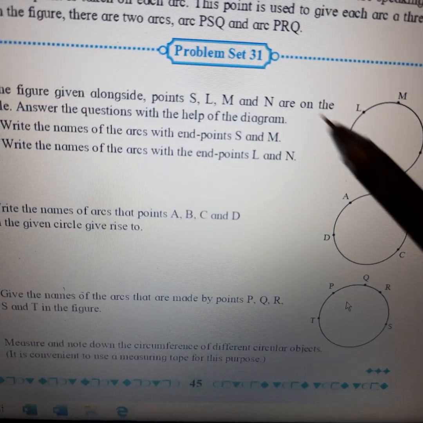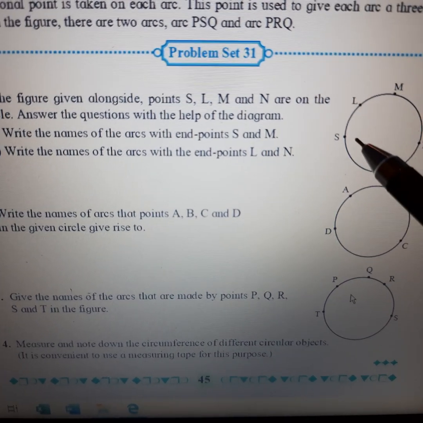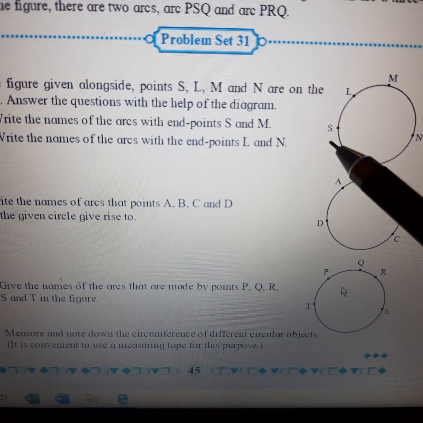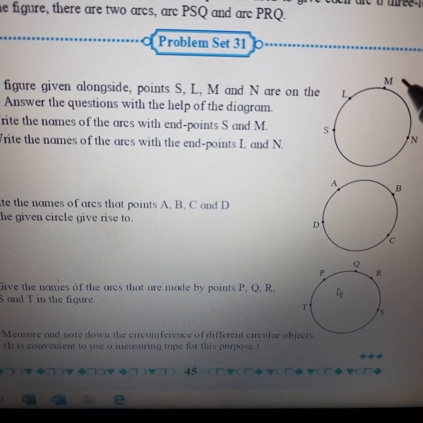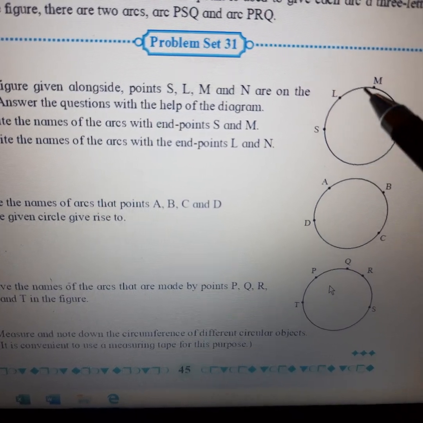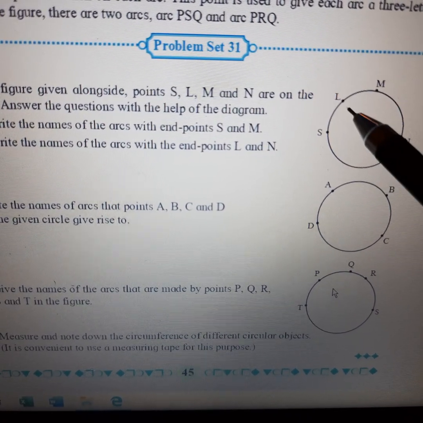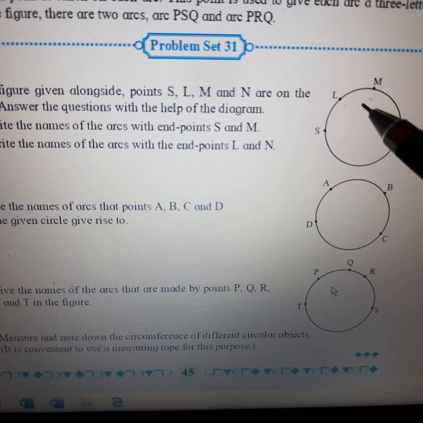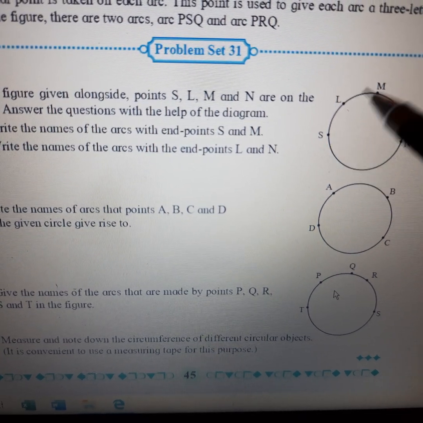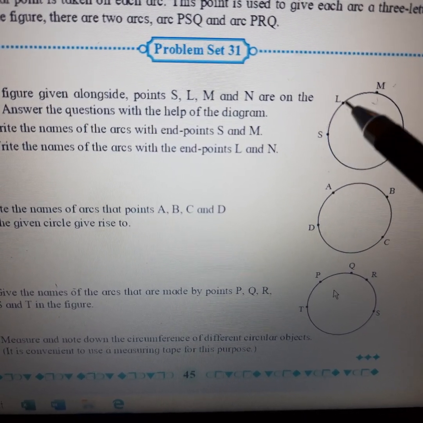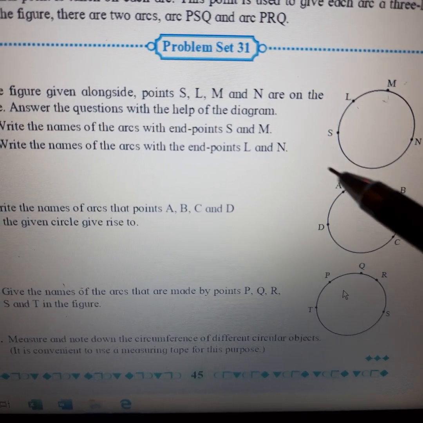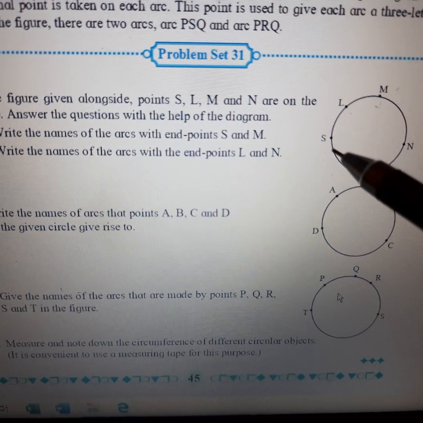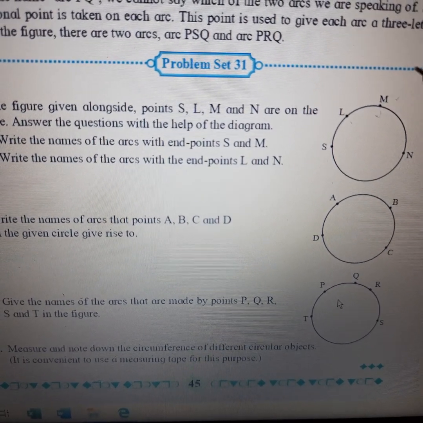So an arc is always named with 3 letters. 2 letters also, but preferably 3 letters. See here. So they are telling us with endpoints S and M. So if S and M are the endpoints, this is forming an arc. You can see: arc S, L, M, and on the other side arc S, N, M. A circle gets divided because of the endpoints S and M. So this is a minor arc because it's a smaller portion, and this is the major arc because it's covering the larger portion.